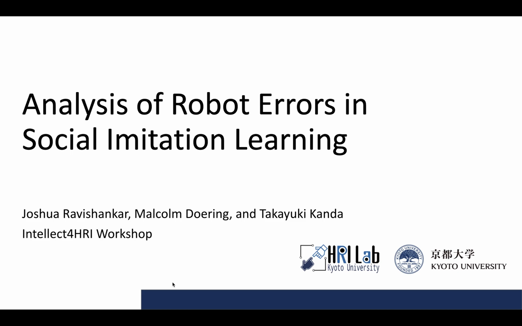Hello. Today I'm going to be presenting research by me, Joshua Ravishankar, and my advisors Malcolm Doring and Takayuki Kanda, representing the Kyoto University HRI lab. Our topic is analyzing robot errors in social imitation learning.